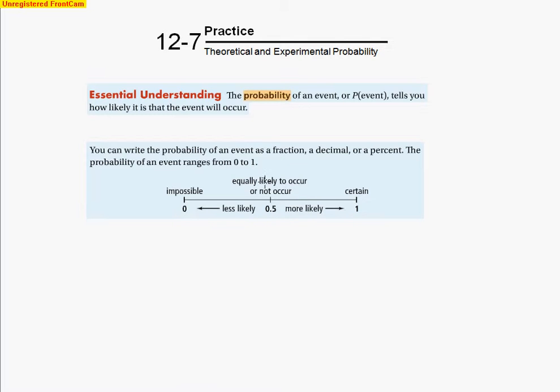50% is equally likely to occur or not occur. Anything less than 50% is less likely, more than 50% is more likely. And so that's where our range should be. So if you get a probability of over 1, then you did something wrong, because it needs to be between these two numbers. So let's take a look at our first problem here.